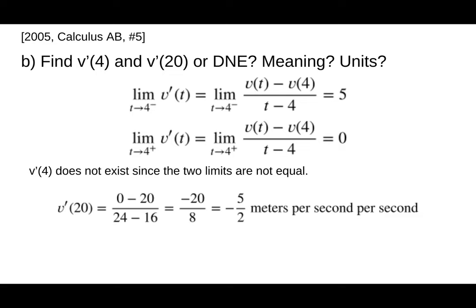So if I want v prime of 20, I can just calculate the slope of that line segment, and I can do that using its endpoints. The endpoints of that segment are (24, 0) and (16, 20). And if I plug that into the formula for slope, v prime of 20 is negative 5/2 meters per second per second. So v prime of 20 does exist, v prime of 4 does not.